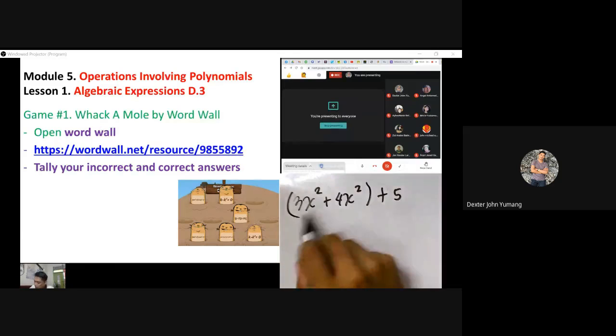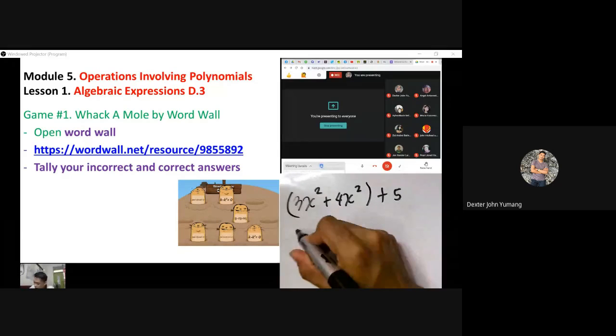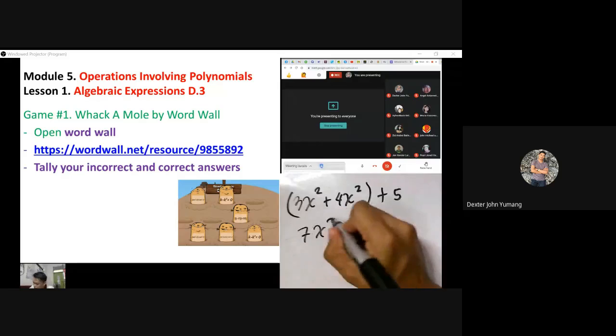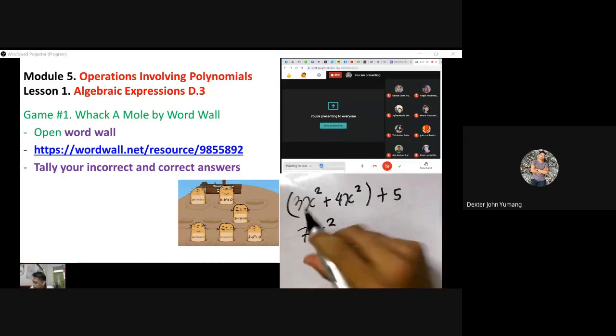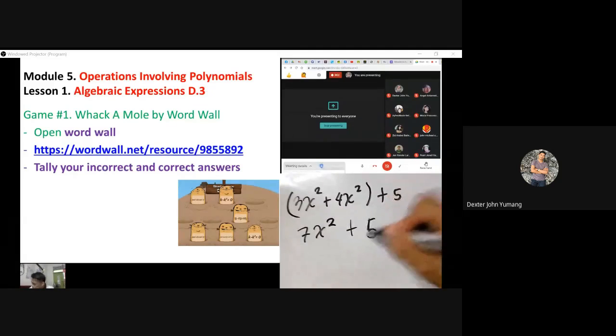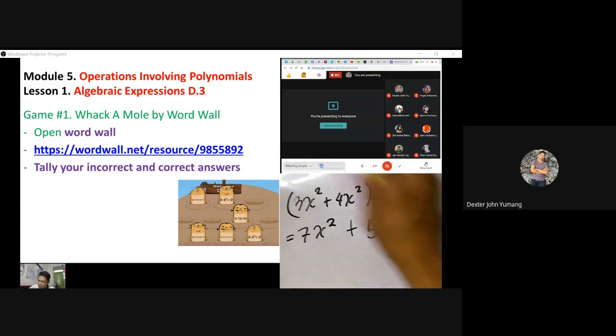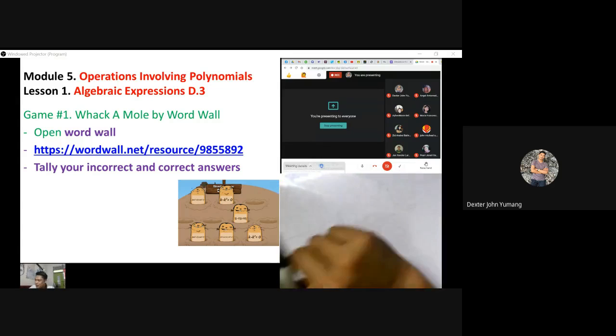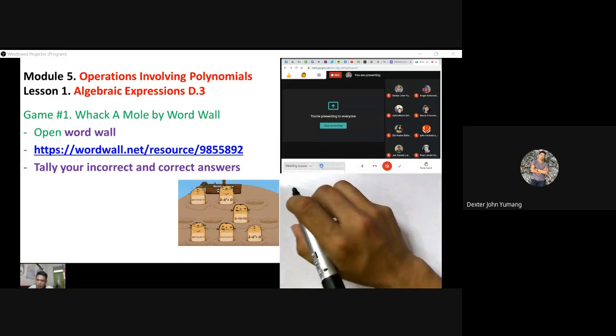So, we have 3 plus 4. I-combine lang natin sila, magiging 7. Then, what is their family name? That is x squared. Next, plus 5. Si plus 5, i-bring down lang po kasi wala po siyang kapareho. Pag wala pong kapareho, bring down. So the answer here is 7x squared plus 5. So very good, Pearl. Everybody, please participate para alam ko po kung alam nyo paano sagutan.